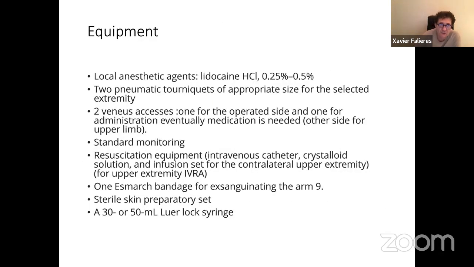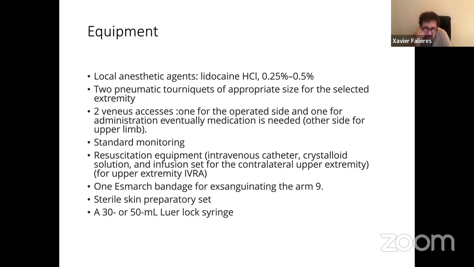So equipment: you need a local anesthetic agent, lidocaine. I would say for 40-50 ml, use 0.5%. You need 2 pneumatic tourniquets, a double one, and 2 venous accesses, one for the operated side and one for the other side, if you need to inject rescue medication or some sedation or something else. Use standard minimal monitoring to keep it safe. You need some resuscitation equipment.